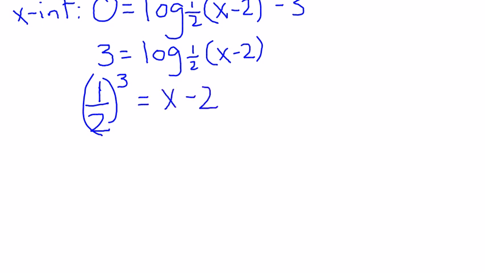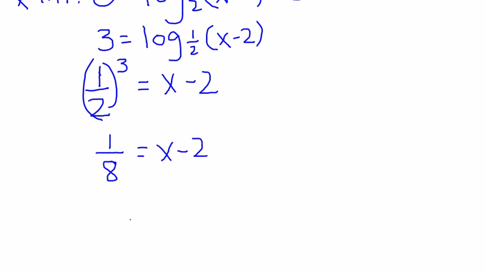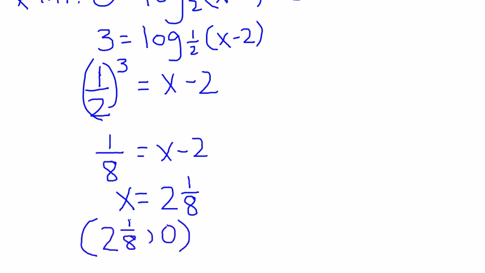So 1 over 2 to the third is the same as 1 to the third over 2 to the third, so it's just 1/8. So I'm just going to say that x equals 2 and 1/8, or 17/8. So the x-intercept is going to be 2 and 1/8, 0.